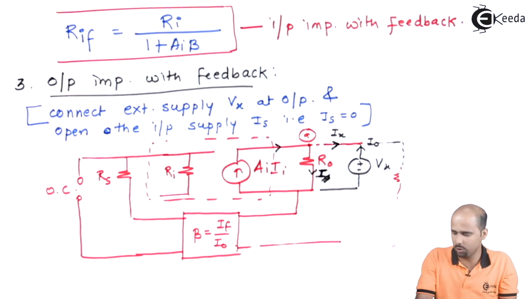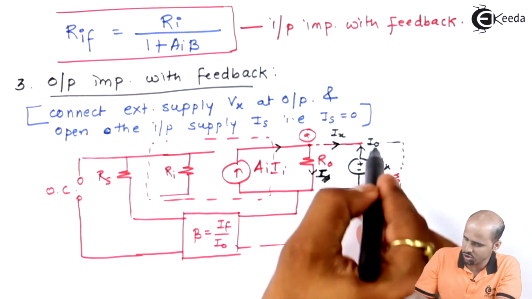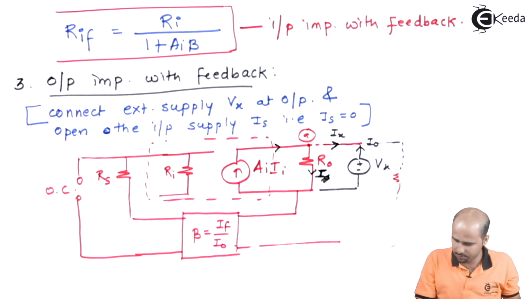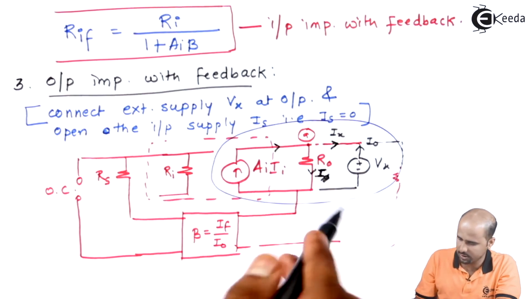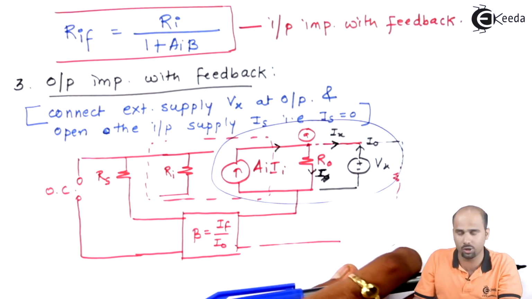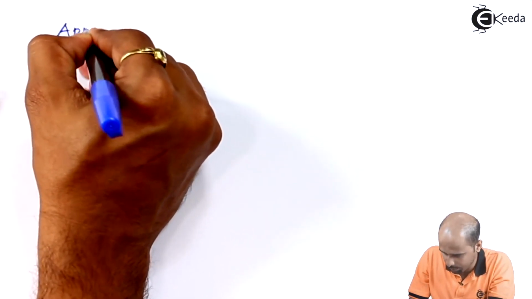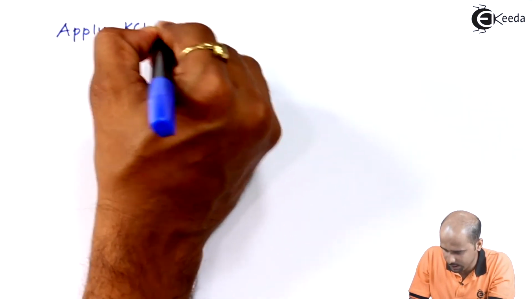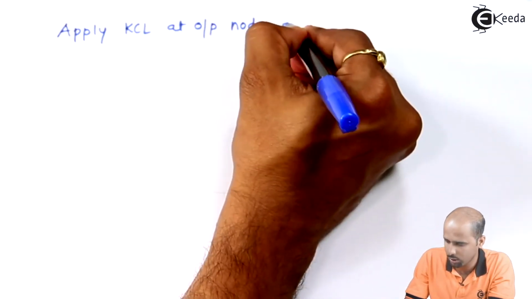So actually we opened that particular load part and we are attaching that power supply Vx. Concentrate on this particular part. We will apply KCL at this particular node. We will elaborate that particular equation. Apply KCL at output node A.